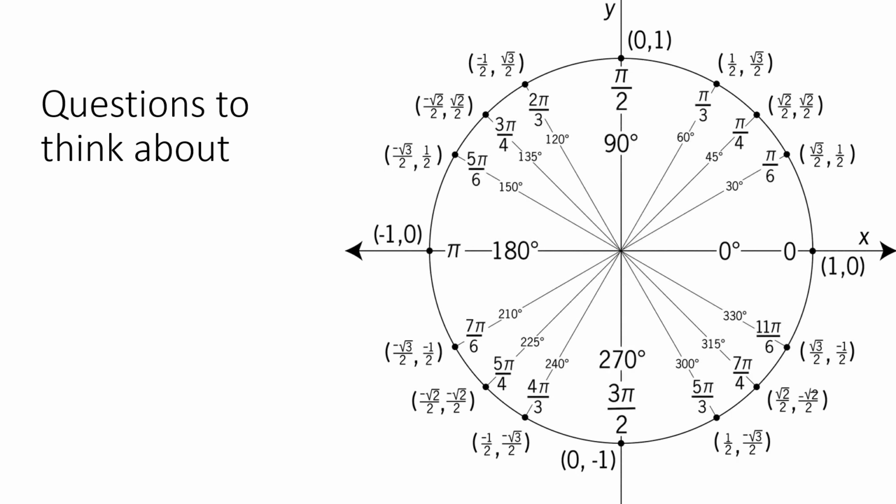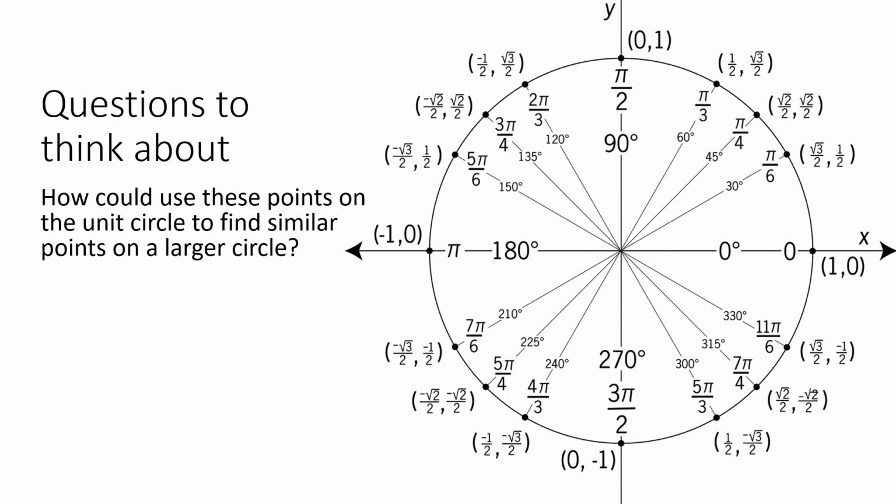So here are some follow-up questions to think about. How could you use these points on the unit circle to find the points on a larger circle? So if you wanted to know what point would be at 135 degrees on a circle with a radius of 2, where would that point be and how would you figure that out? I'll give you a hint, it has to do with a similar idea of what we had to do to find the arc length.